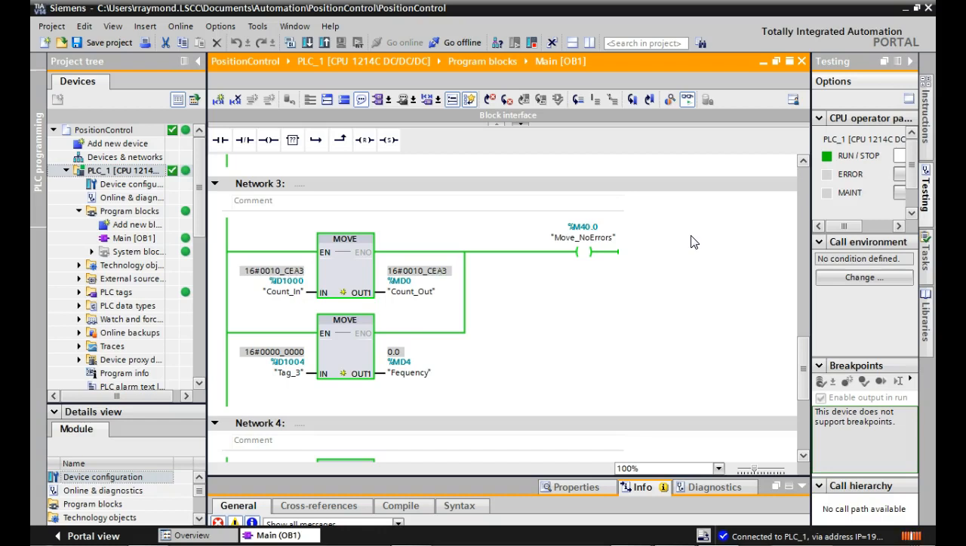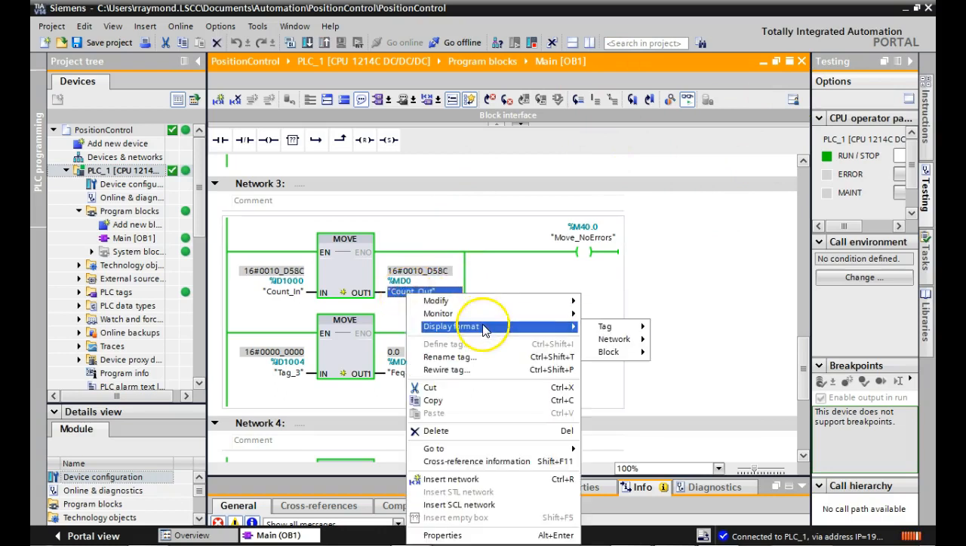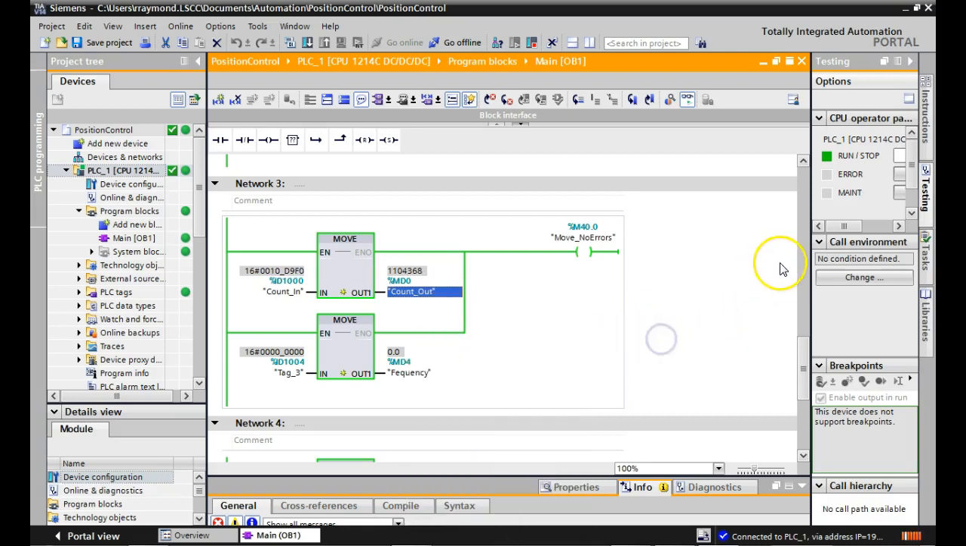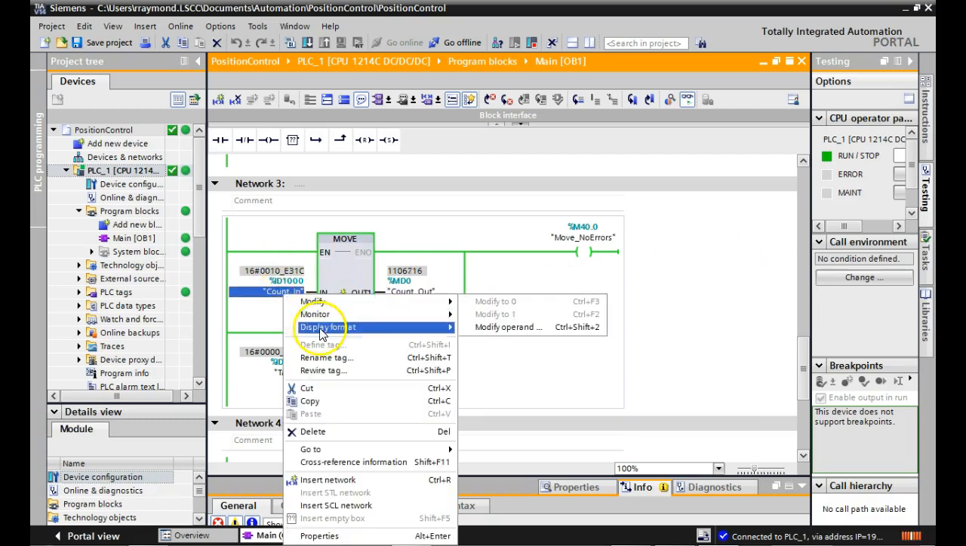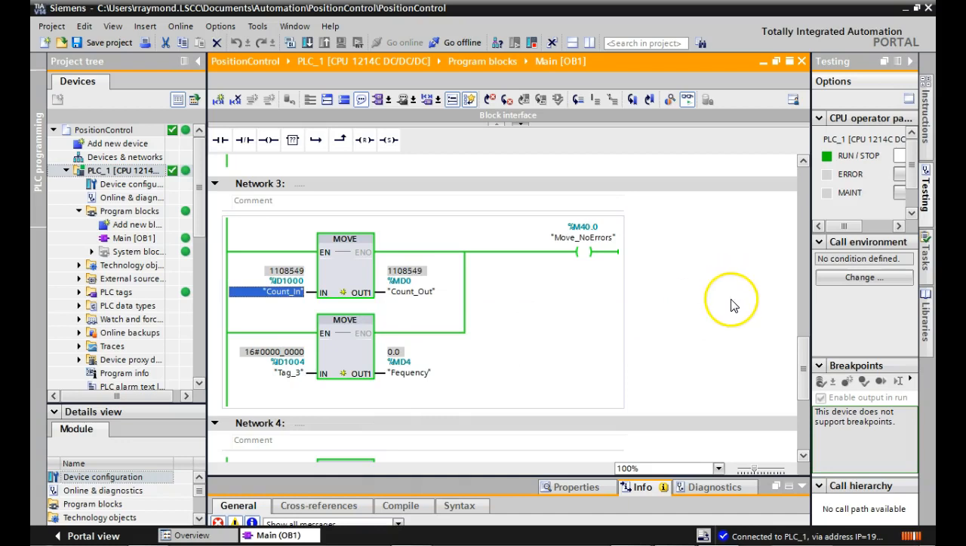So what you do is you have to be online to do this, guys. You come down here under the tag, you right click on it, and then go to display format, and then you can come over here and specify decimal. So that's the actual decimal. I'm going to come over here on the same thing. Right click on the tag, go to display format, and then we can go to decimal. And now we can see what's going on here.